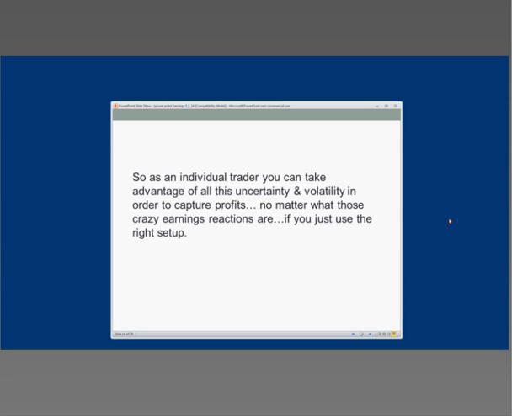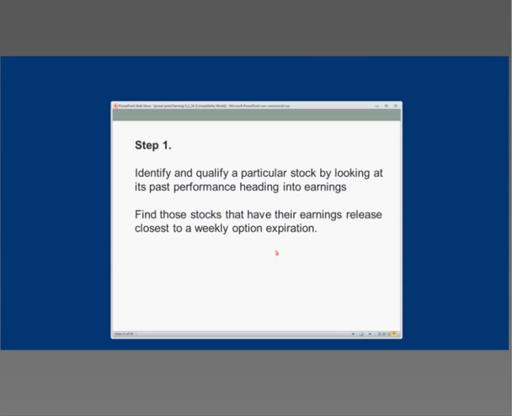No matter what those crazy earnings reactions are, if you just know the right setups and how to put on the trades, and the right trades to use. Now, step one is what I like to do: I will identify and qualify a particular stock, and I'll do this by looking at its past performance heading into earnings.